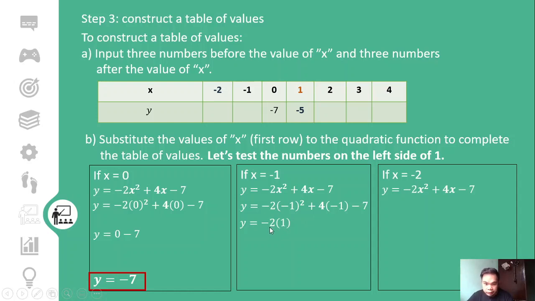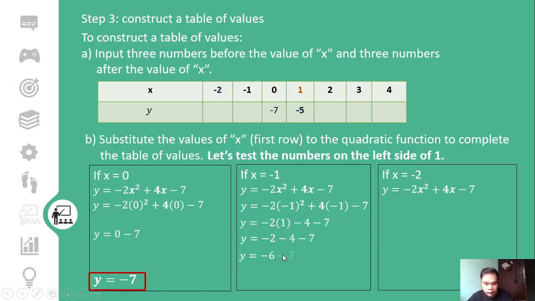Then later on, i-multiply natin yun kay -2. But let's do this first. 4 times -1 is equal to -4. Then bring down -7. -2 times +1 is equal to -2. Then bring down -4 and -7. -2 and -4 is equal to -6. Pinag-add natin kasi parehas lang naman sila ng sign. No? Parehas silang negative, so pinag-add natin.